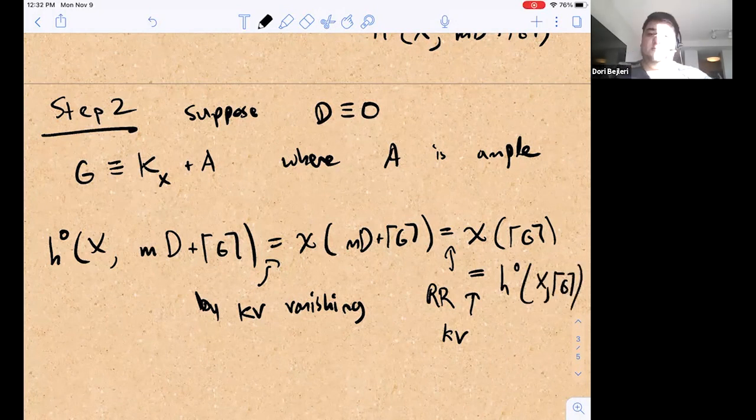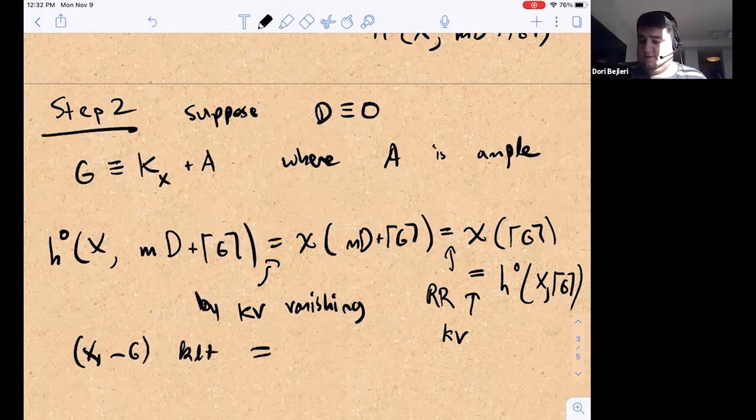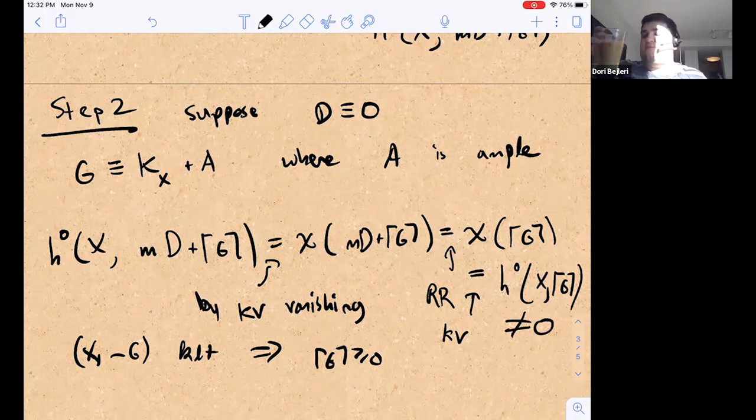But now we go back to our remark. Our remark was that under the assumptions that X comma minus G is KLT, that tells us that the roundup of G is effective. So this is not equal to 0. So that was the simple case where all the sections just come from G, D doesn't contribute anything.